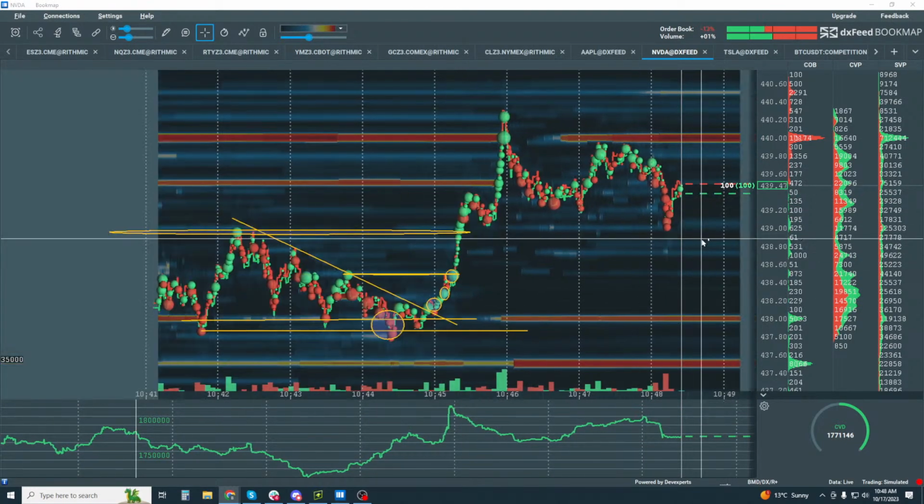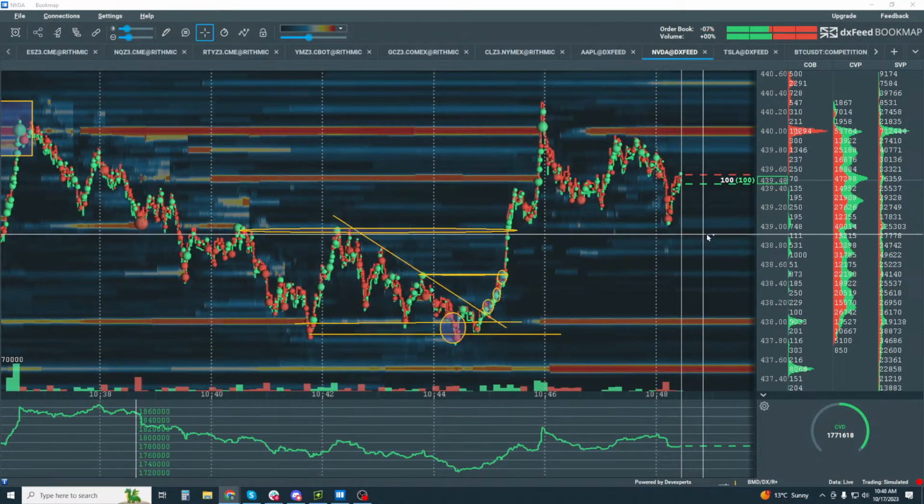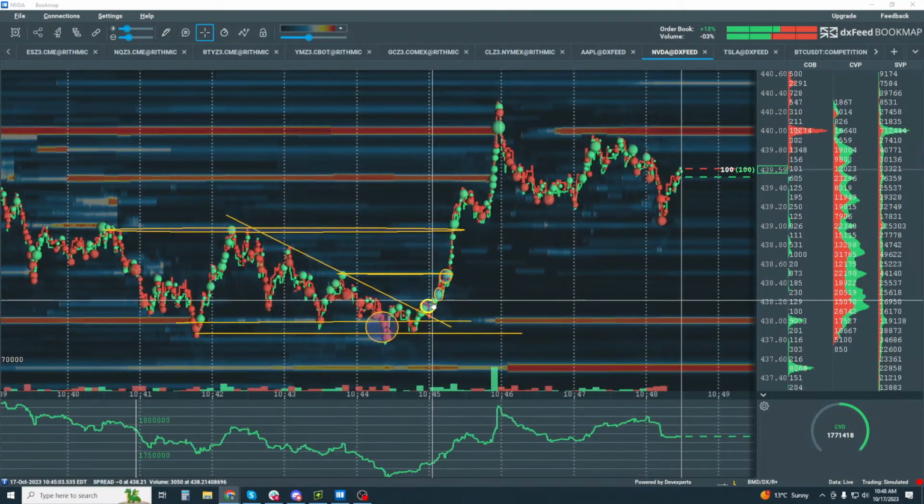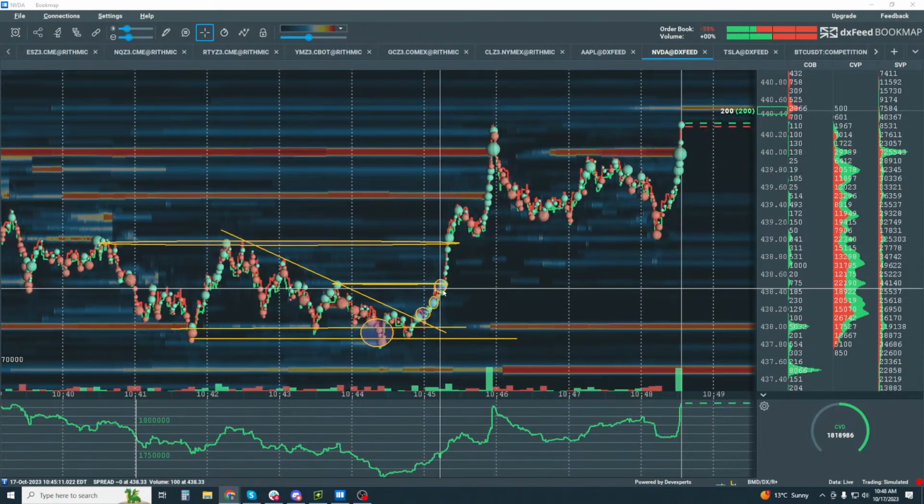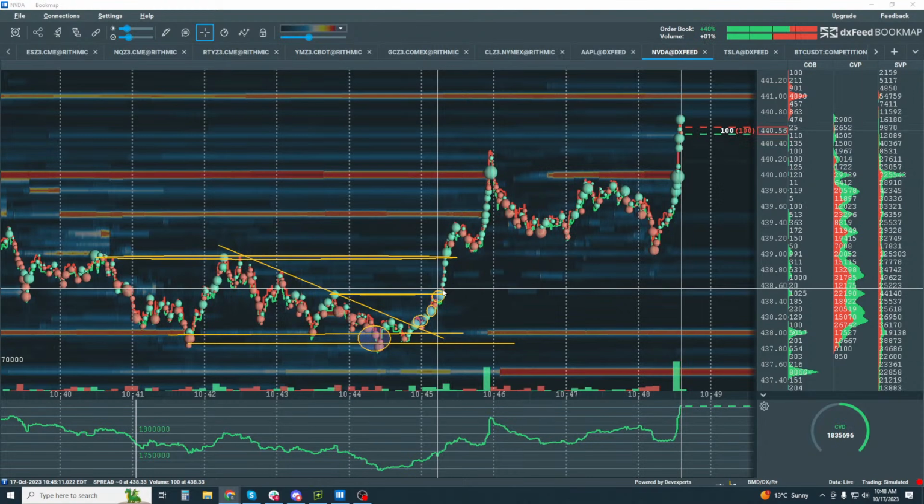Okay, any questions? Oh, you're welcome. You're welcome. Look for these things. This is where Bookmap can totally help you here, right? And give you this insight in here.